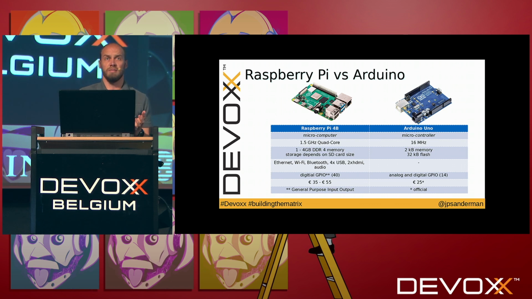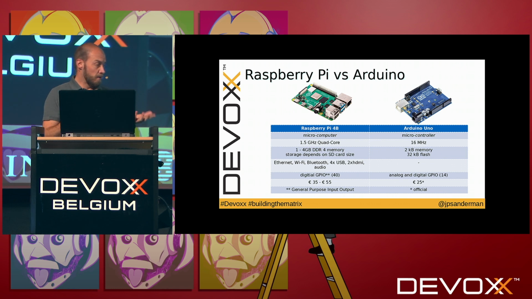They're about the same size, and they both have so-called GPIO pins. Pins for general purpose input and output that you can connect hardware to. The biggest difference is that the Raspberry Pi is a microcomputer and the Arduino is a microcontroller. So the Raspberry Pi is more like a computer. You can attach a screen to it, a mouse and a keyboard and a network cable, and it even has Wi-Fi and Bluetooth.